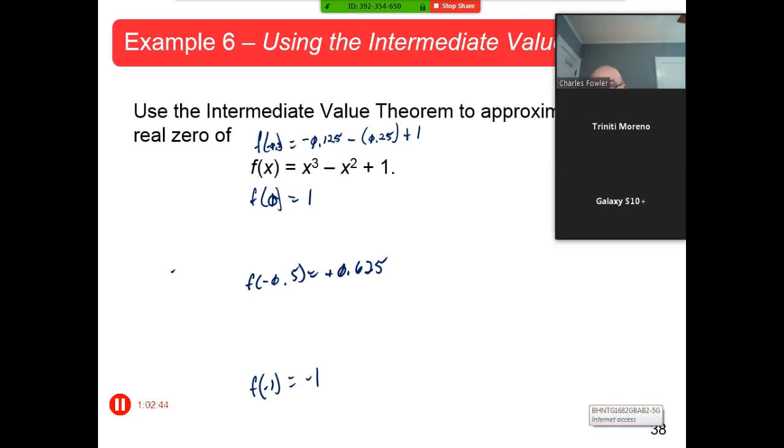Okay. So here we've got at negative 0.5, we're at positive 0.625. Well, now I know that the 0 has to be between those two. So give me a number in between negative 1/2 and negative 1.